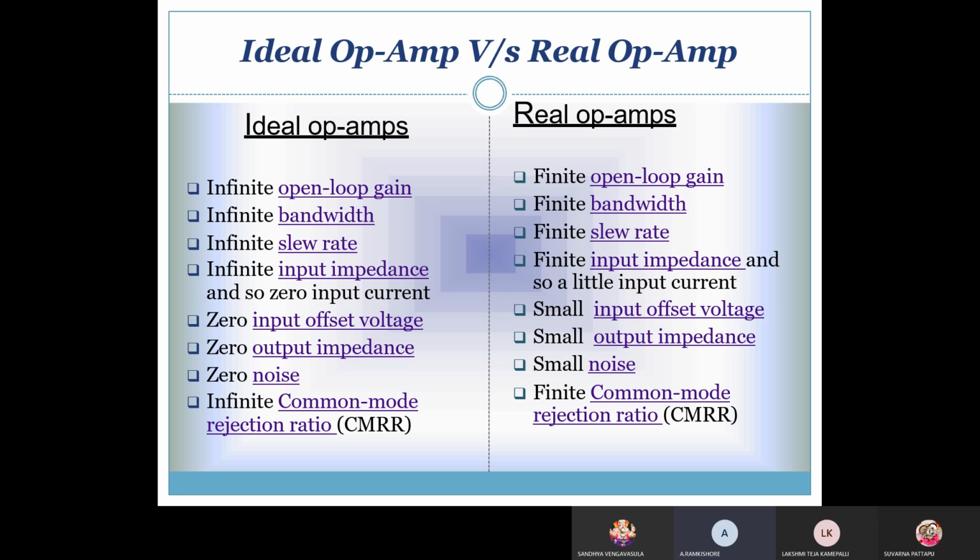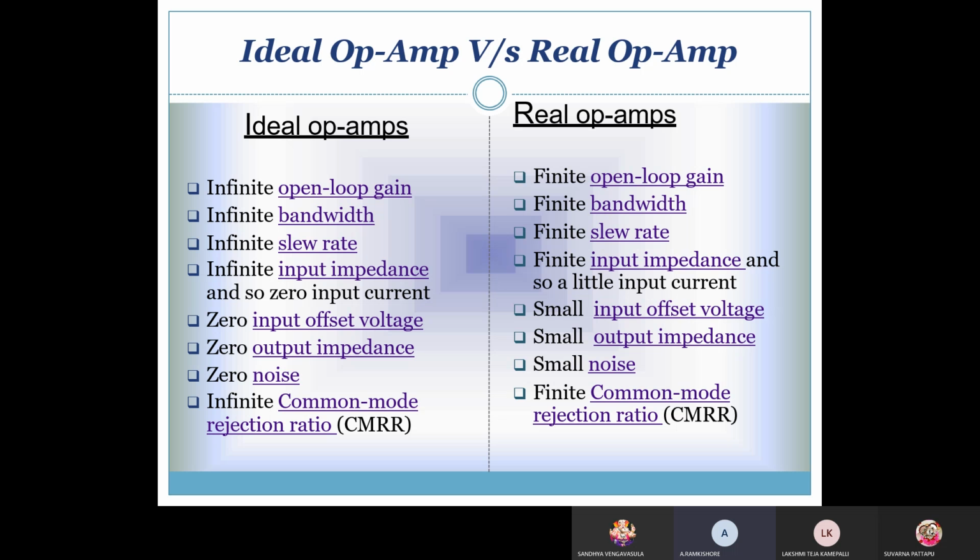So internally, the block diagram of the op amp consists mainly of the input stage, the intermediate stage, the buffer and level shifting stage, which will have an emitter follower with a constant current source, and the output stage.